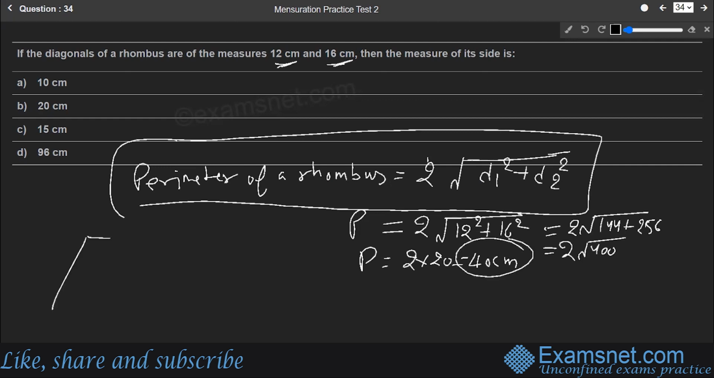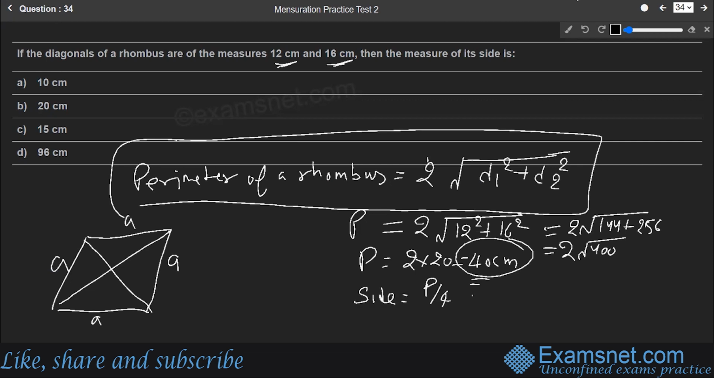Now, the rhombus looks like this. The rhombus has a property that all four sides are equal, A and A. And the perimeter has come out to be 40 centimeters. So each side will be simply perimeter divided by 4, that is 40 divided by 4, giving you 10 centimeters. So that is the right answer. The perimeter value of 10 centimeters, available in option number A, becomes the right answer.